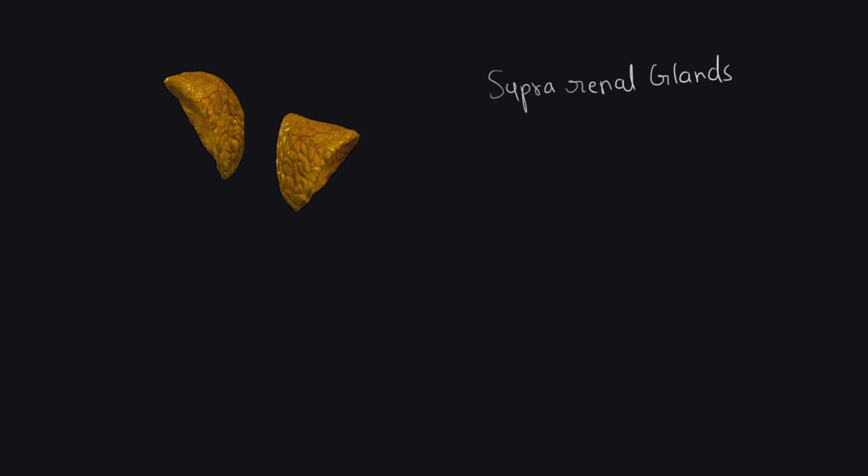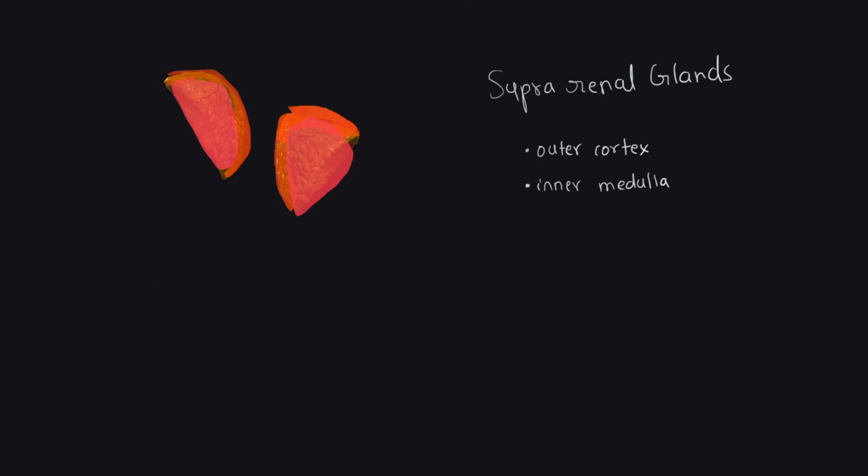So let's look at the suprarenal glands. The left and right suprarenal glands are quite different from one another. The left being pyramidal with two limbs, so it's shaped like a star, and the right being semilunar in shape. It is golden brown and golden yellow in color, and it's composed of the outer cortex and an inner medulla.